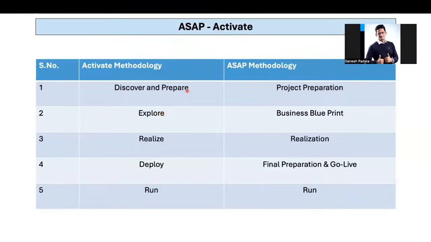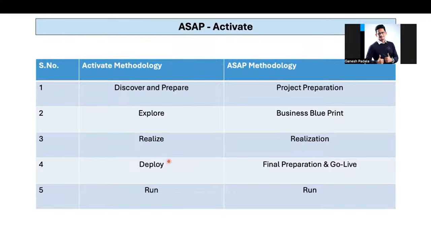Then Explore. Explore looks like the business blueprint. We finalize all the processes and what kind of systems you are going to use, and those things will be finalized. So some of the activities in Prepare and Explore are related to the business blueprint. Next is Realize, like the realization phase in SAP. This is almost similar, I believe. You can do configuration, testing, moving changes to the system, and then integration testing, system integration testing, regression testing, all those things happen.